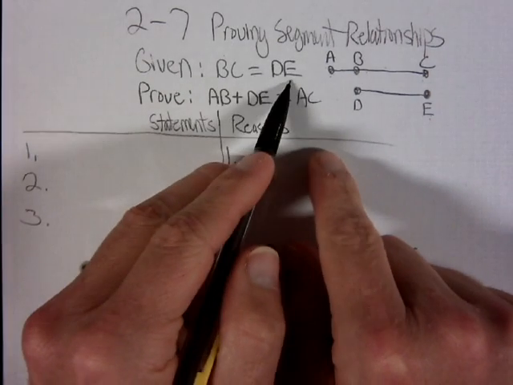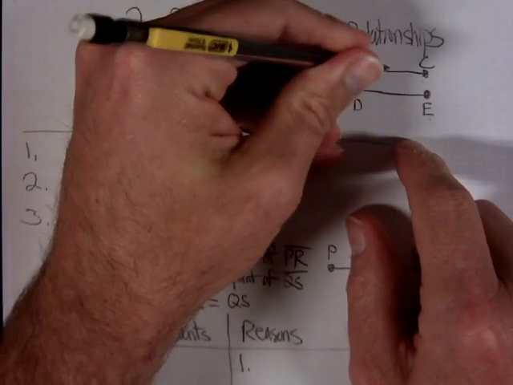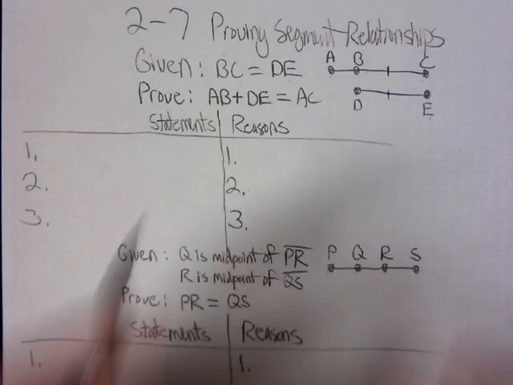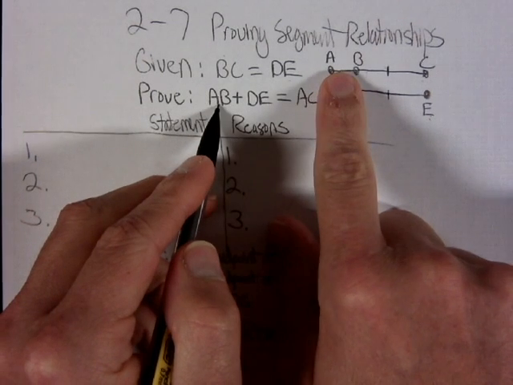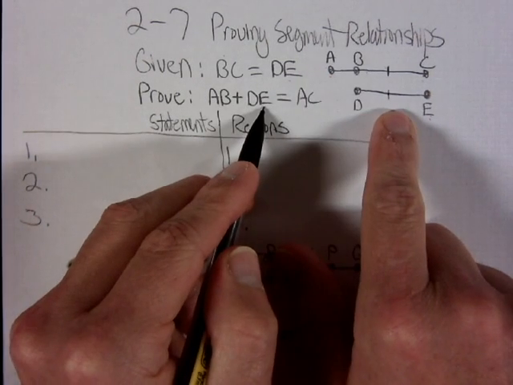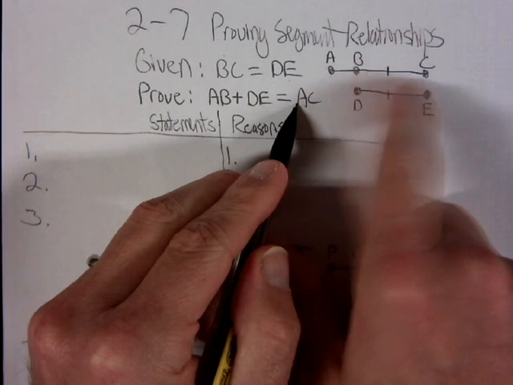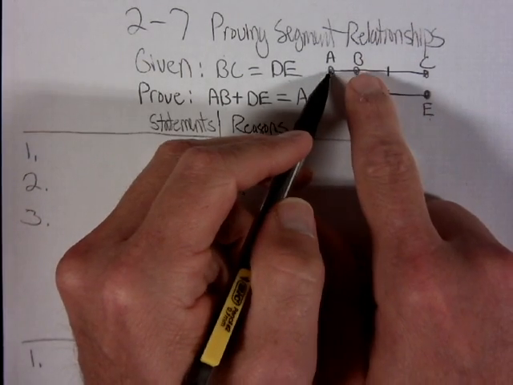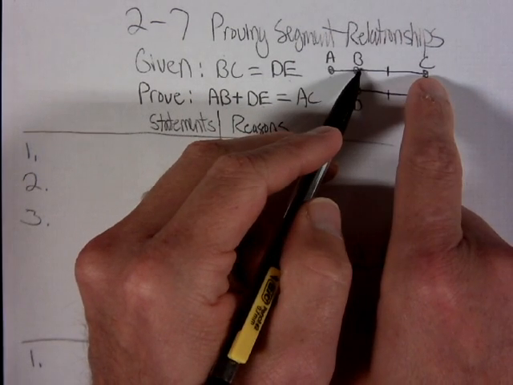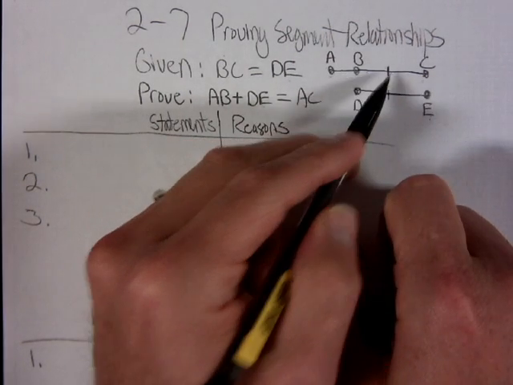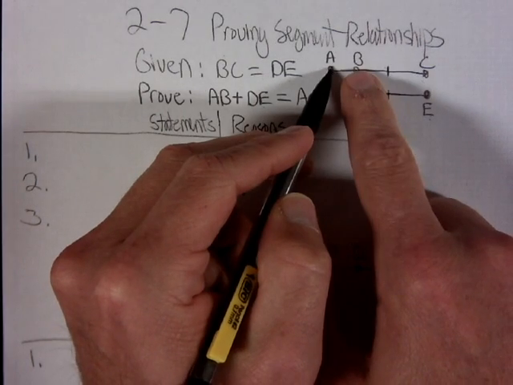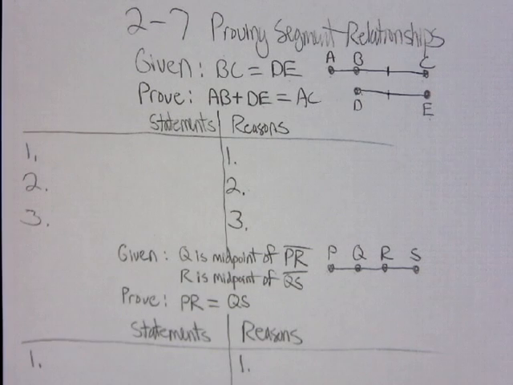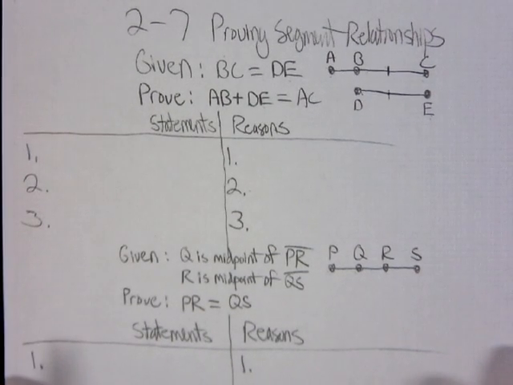BC equals DE. So they're saying that these two pieces are the same length. All right? And what we're trying to prove is that AB, this piece, plus DE, this piece, equals AC, this whole thing. Now, it makes sense that that should be true because by segment addition postulate, we know that AB plus BC equals AC. So if these two are the same, then this piece plus this piece should also equal AC. All right? So we know that it should be true, but we've got to prove it.